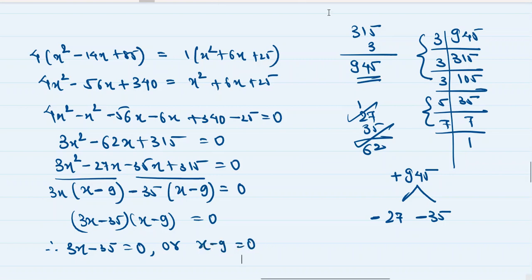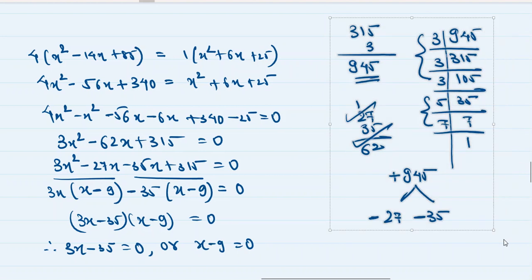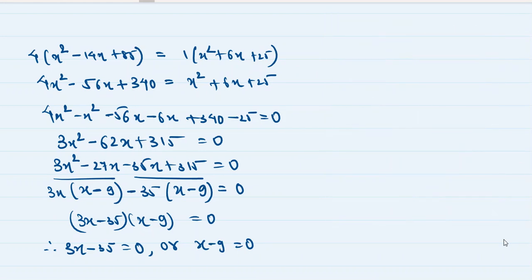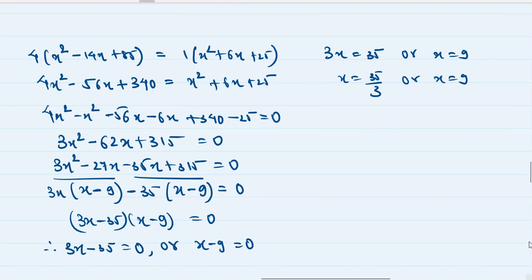Okay, let me just remove this. I hope you have noted it down. If not, then rewind and note it down. So 3x is equal to 35 or x is equal to 9. X is equal to 35 by 3 or x is equal to 9. Great.